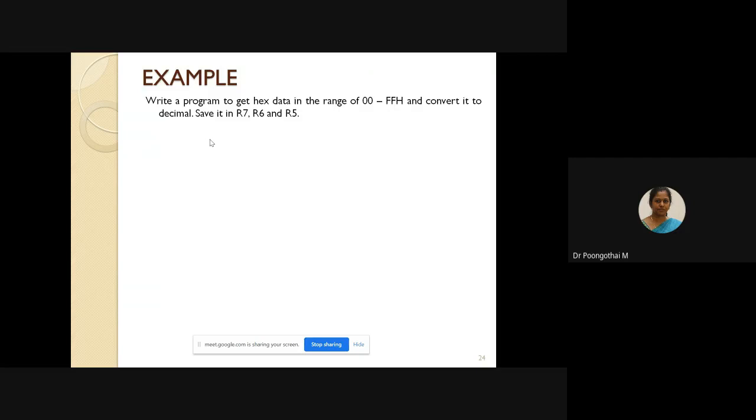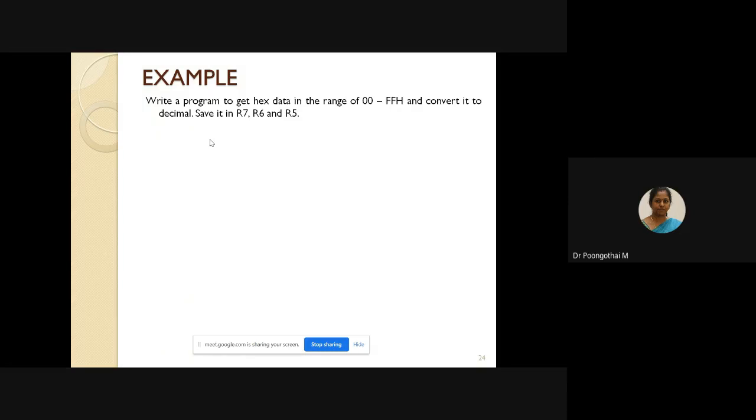Your 8-bit ADC provides the data in hexadecimal format in the range of 00 to FF. So this hex data must be converted into decimal. For that case, direct decimal conversion instructions are not available in 8051. So we can use the DIV operation to convert your hexadecimal number into decimal.